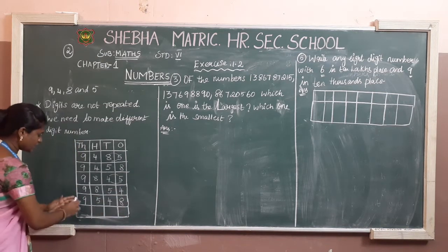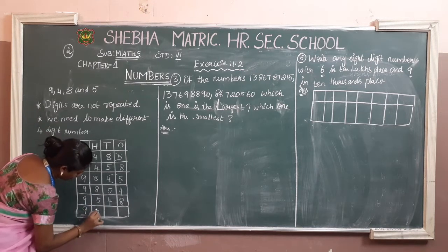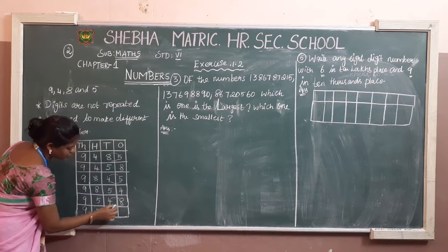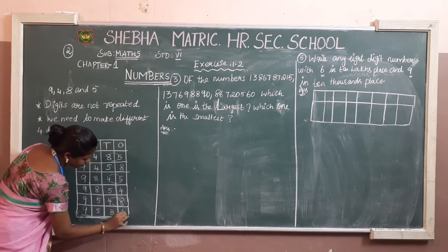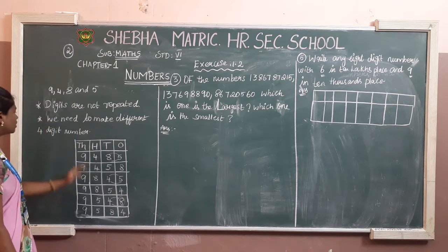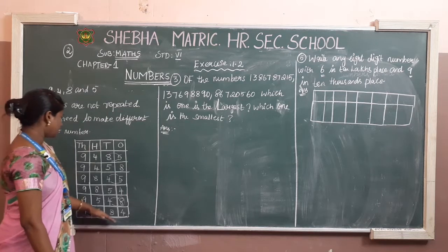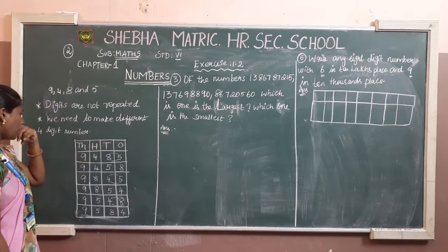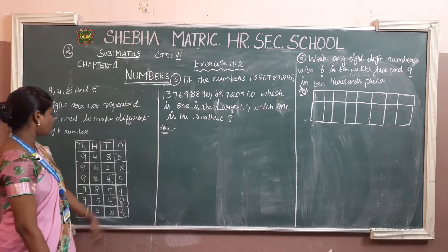Next, as usual, the first number doesn't change. So write the numbers 9 and 5. Interchange those 2 numbers. So 8 is on that side and 4 is on that side. Only the first number is not changed; the first number is repeated and the other numbers are not repeated.